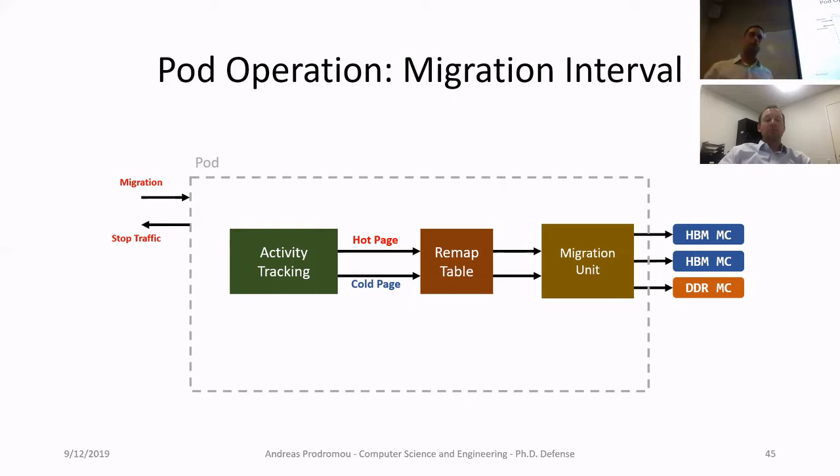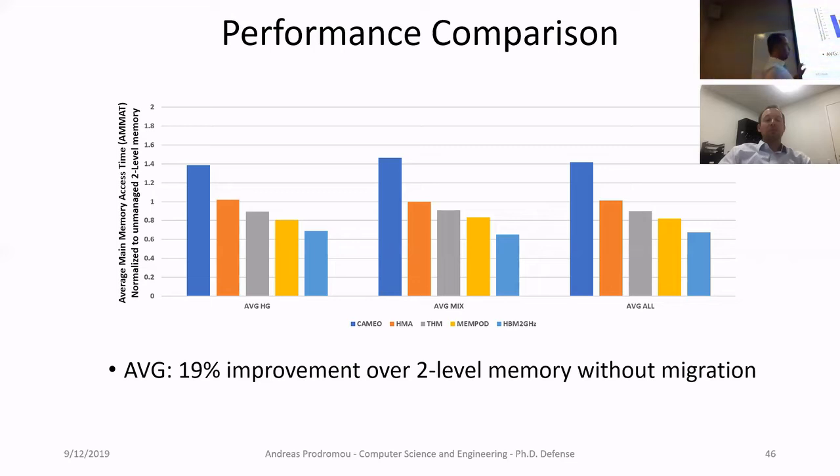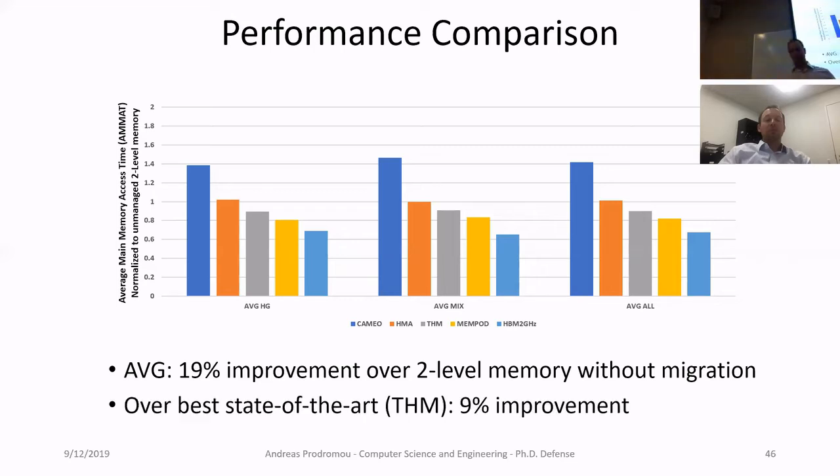And then we went ahead and compared the performance of MemPod against 3 state-of-the-art proposals of the time. Yellow is MemPod, light blue is the best case scenario where there's only an HBM memory with enough capacity to hold all data. On the y-axis, we measure main memory access time. So lower is better. And results are normalized to a 2-level memory without intelligent management. On average, we measure 19% improvement. And compared to the best state of the art, which would be THM, we're 9% better.